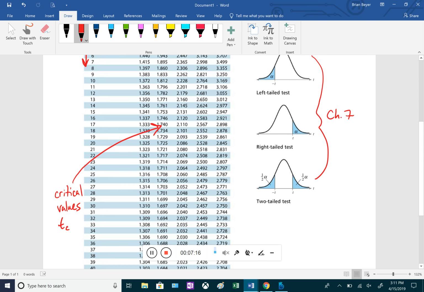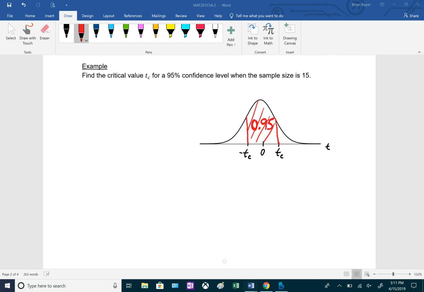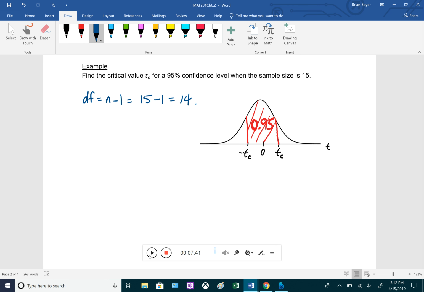Okay, so let's actually do this problem right now. The problem said, find the critical value for 95% confidence level with a sample size of 15. For a sample size of 15, in order to find the T value, we need the degrees of freedom, which are n minus 1. So that's 15 minus 1, so that's 14. And we also need to use this confidence level, which was 95%, or 0.95.